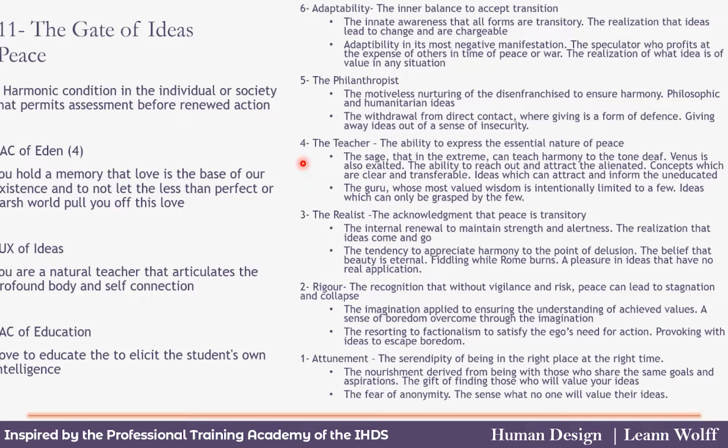So this is the sage that is the extreme, can teach harmony to the tone deaf. Venus is also exalted, so the ability to reach out and attract the alienated. Concepts which are clear and transferable, ideas which can attract and inform the uneducated, and again, needs to be invited. There's this natural ability for this particular energy to teach, to be that guru. The guru whose most valued wisdom is intentionally limited to a few ideas which can only be grasped by a few.